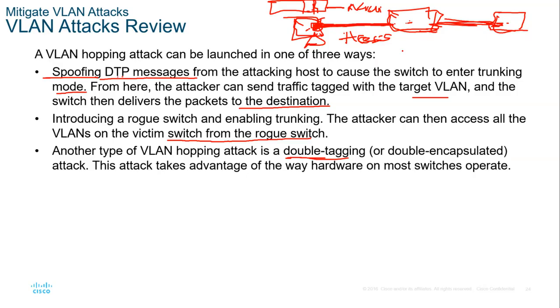So those are the three ways: by hijacking the trunk, creating the rogue switch, and then double tagging.